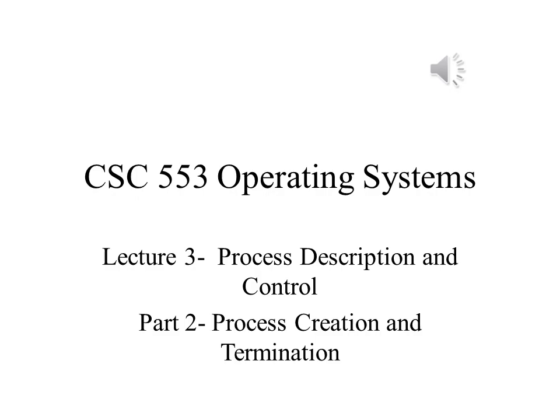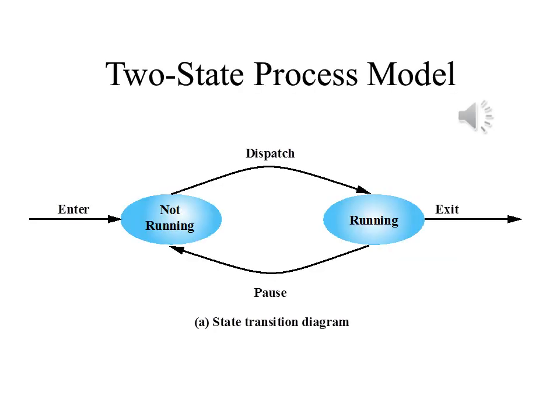In Part 2 of Lecture 3, we will discuss process creation and termination. The operating system's principal responsibility is controlling the execution of processes. This includes determining the interleaving pattern for execution and allocating resources to processes.